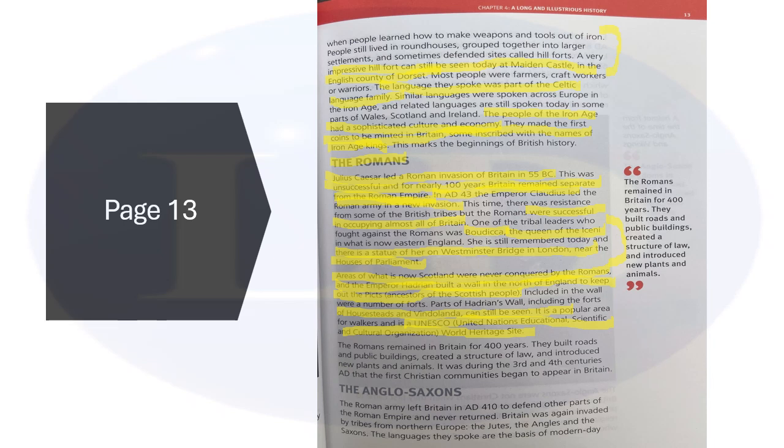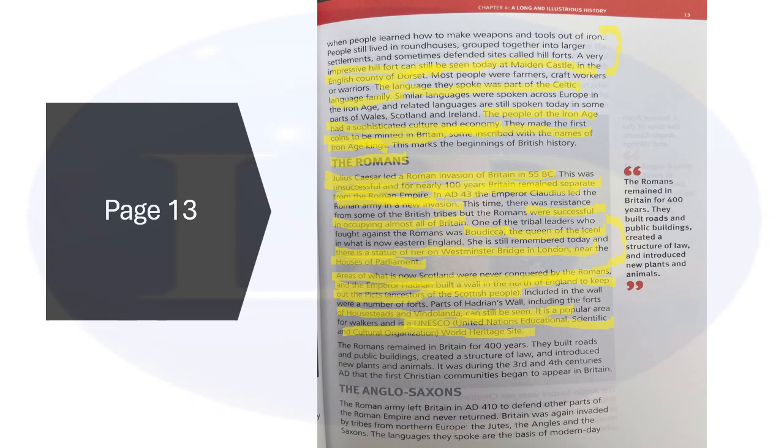This is something very important. You have to remember who built Hadrian's Wall: Emperor Hadrian. The wall was between which two countries? Scotland and England. And what are the two forts which can still be seen in Hadrian's Wall? Housesteads and Vindolanda, and these are World Heritage Sites. So these are some of the important bits in this lesson, on this page.